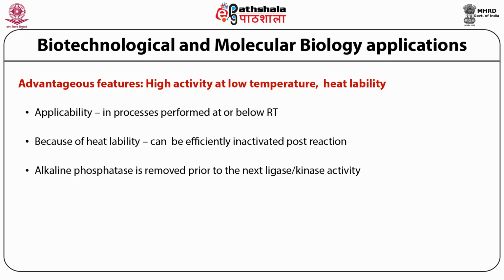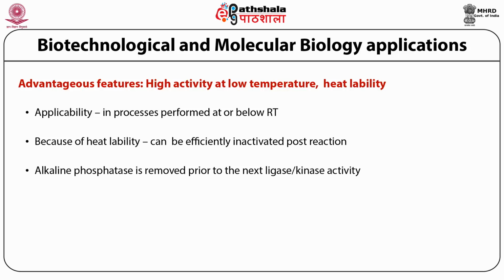So let us take the example of alkaline phosphatase, which is isolated from a psychrophilic host. Alkaline phosphatase in a normal reaction has to be removed prior to the next ligase or kinase activity. So when we are going to have a ligation activity, or we have to derivatize the DNA by substitution, we have to use kinases. These enzymes, ligase and kinase, have activity that is actually opposite to alkaline phosphatase.